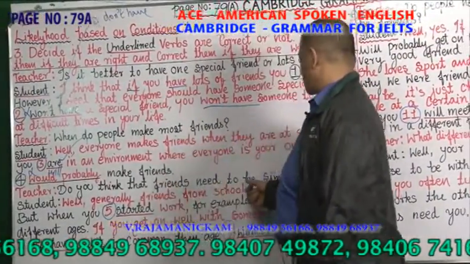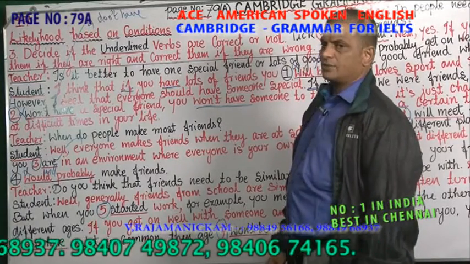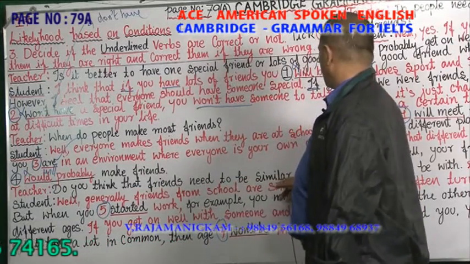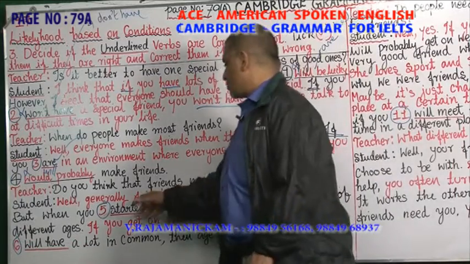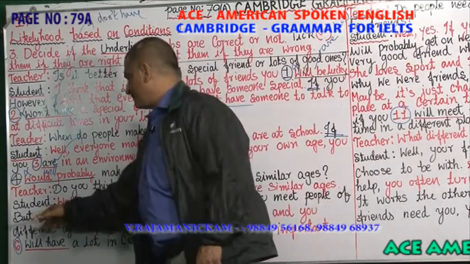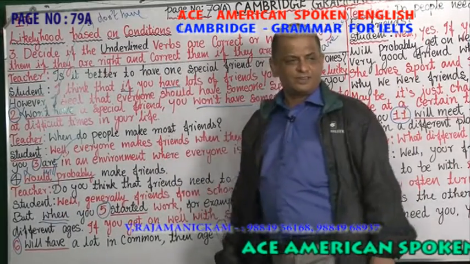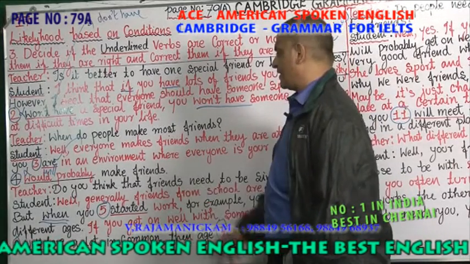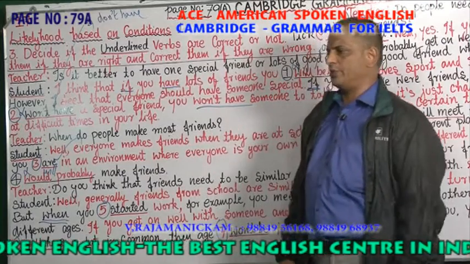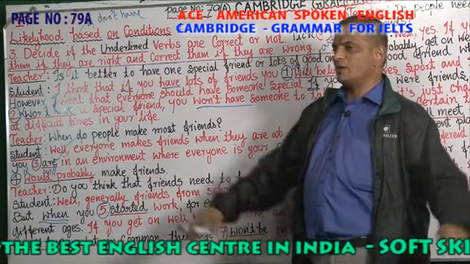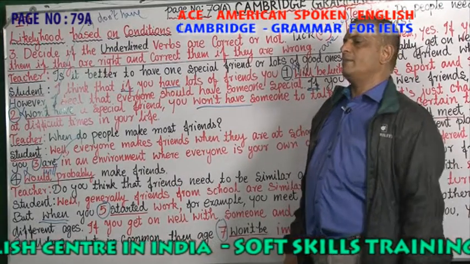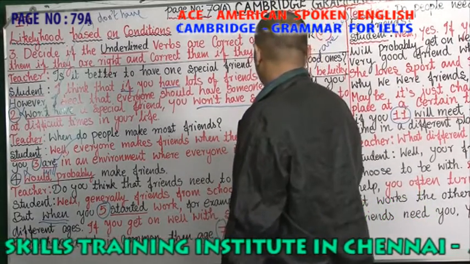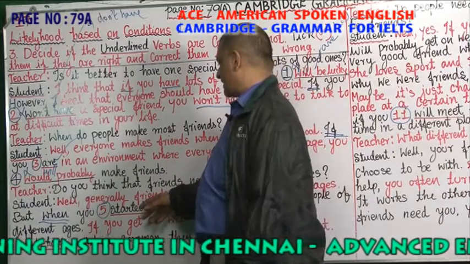Teacher asks, do you think that friends need to be similar ages? Should all the friends be of the same age? And the student says, well, generally friends from school are similar ages. But when you started, "when" is the conditional word, just like "if", "when" is also used. When you started work, for example, you meet people of different ages. So you go to a job in a company, TCS or Wipro, and you find people of different ages, right? In school, your classmates, your batchmates, in college. But when you go to a job, you have to move with people of different age groups, right? So what is the correct answer?